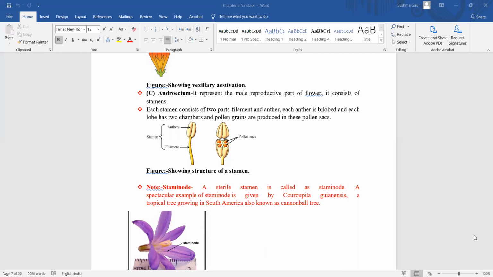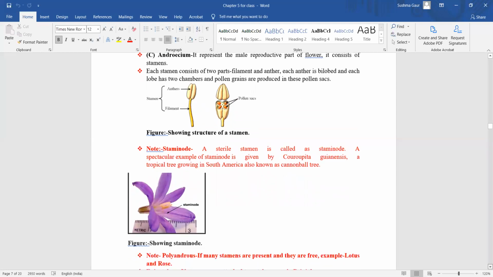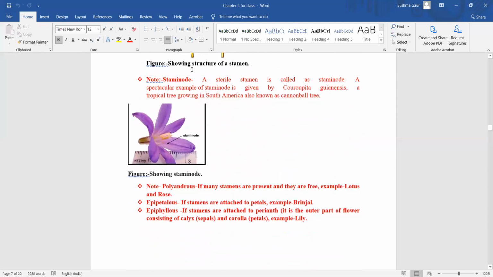We have to start from androecium. So what is androecium? It represents the male reproductive part of a flower and it consists of stamens. As I told you earlier also, this stamen is divided into two portions: anther, that consists of pollen grains inside the pollen sacs present in it, and this is the filament. So each stamen is divided into these two portions and there is a condition known as staminode.